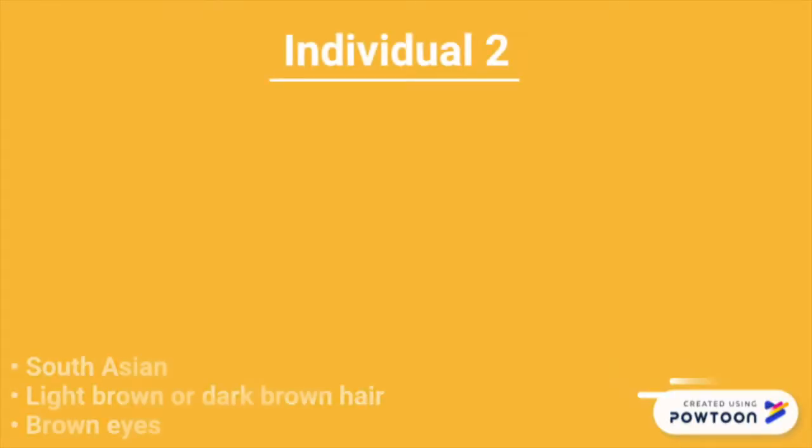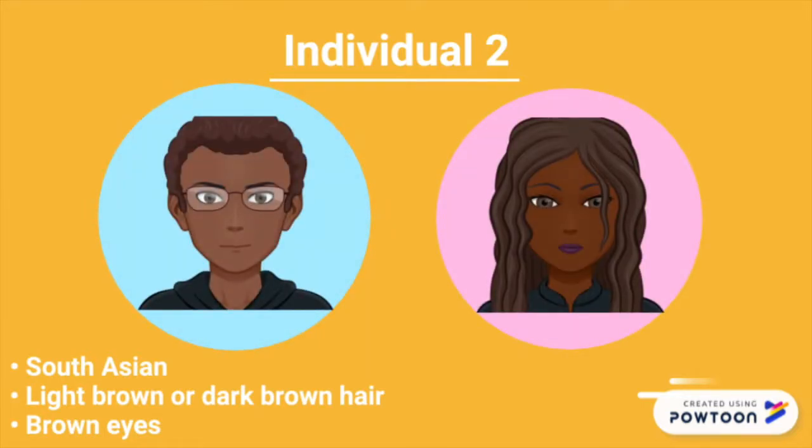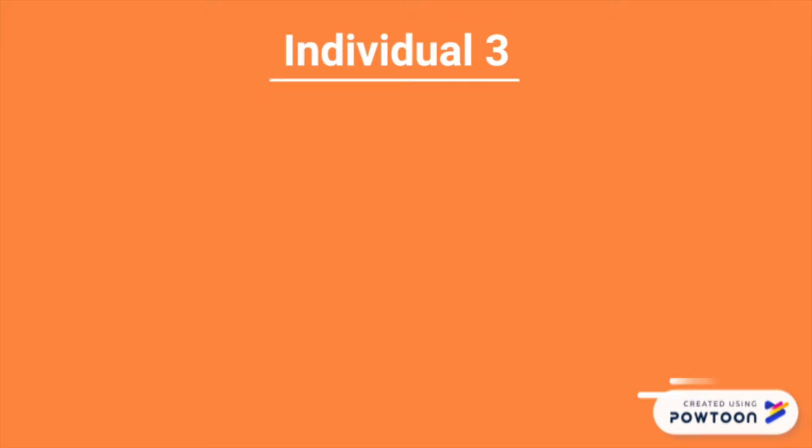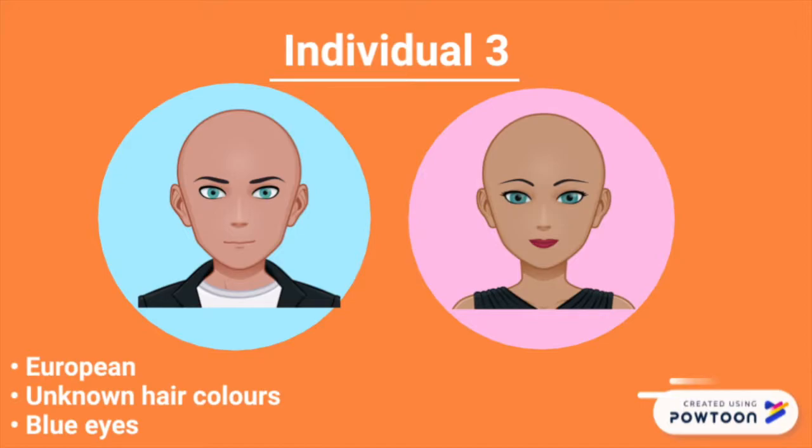Individual 2 is predicted to be South Asian with no admixture, aligning with the PCA plot. They are more than 1 billion times more likely to be South Asian than both East Asian and European. They are predicted to have light brown or dark brown hair, and with 98% probability they have brown eyes. Individual 3 is predicted to be European with no admixture, agreeing with the PCA plot. They are more than 1 billion times more likely to be European than both South Asian and Oceanian. There is a 97% probability that they have blue eyes, however hair color cannot be predicted. This is due to an unsequenced SNP that evidently plays a large role in the prediction of hair color.